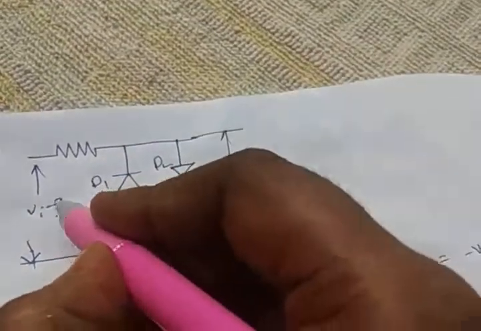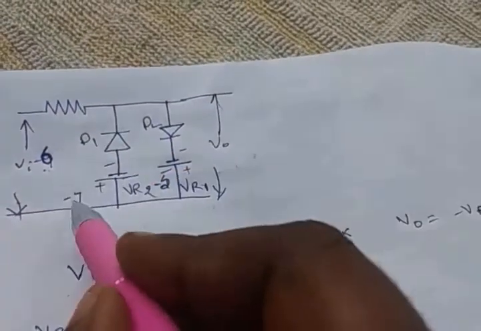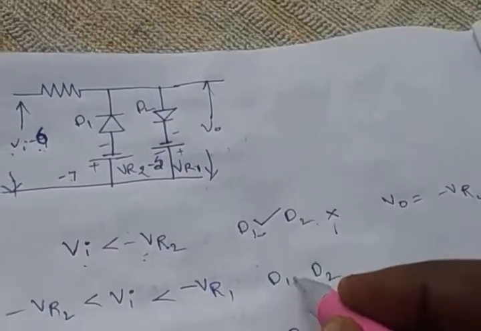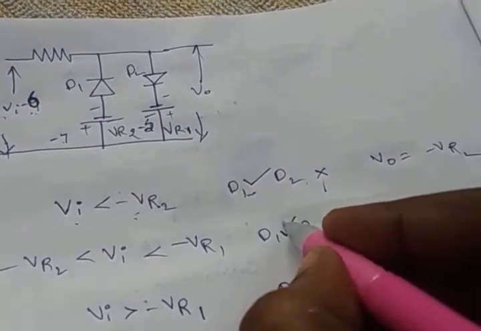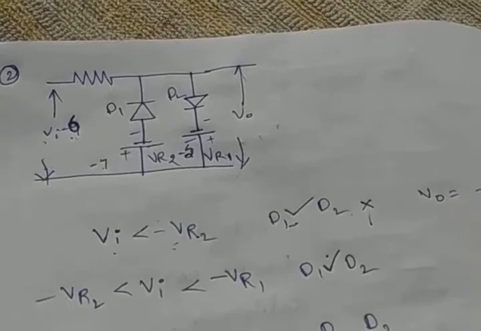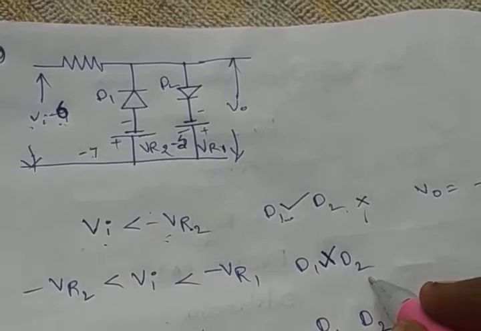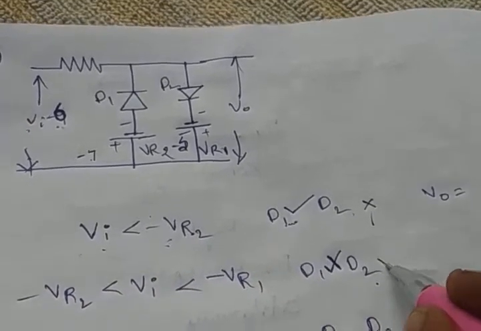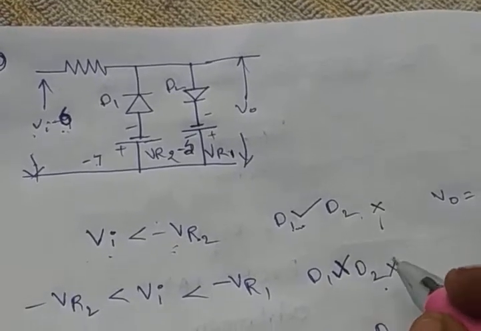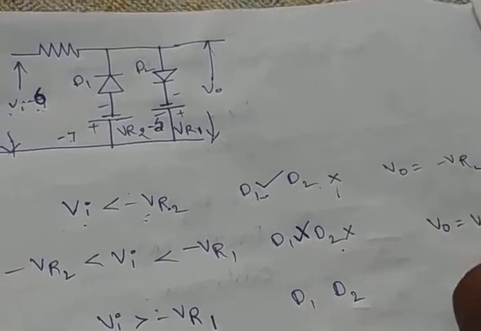For in-between conditions, let us see plus minus 6. So it is lesser, so it will be considered as positive and D1 will be in off, and D2 will also be considered as off. So it is also in off state. So V0 will be equal to Vi now.